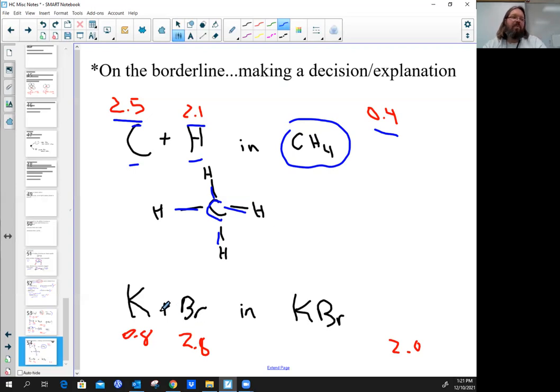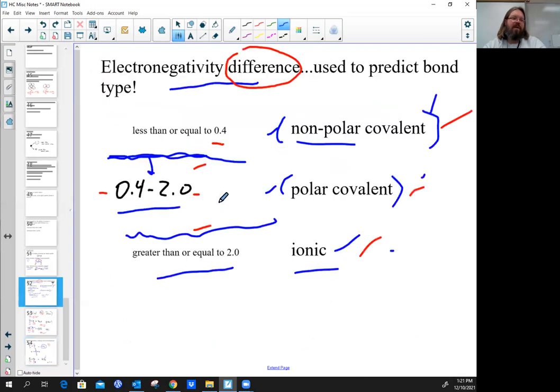Down here, another example. So potassium and bromine in KBr, right? Potassium is 0.8, bromine is 2.8. Sorry, that's an ugly looking 8, but that's 2.8, my bad. Well, the difference, 2.8 minus 0.8, is 2.0, okay? So again, this is right on the border. Is it polar? Is it 2.0 polar?